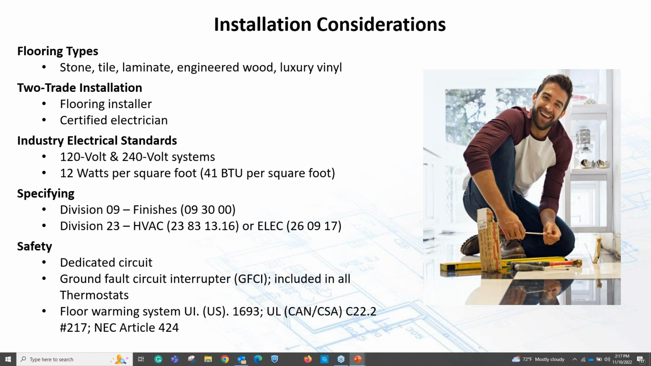Most residentials, like I said, are going to be 120 or 240. When you get into a commercial multifamily system, just make sure what that voltage is coming into that living space. Once again, it's a two-trade installation, so when specifying, Division 9 is going to be your finishes, which will fall under your tile installation crews, and Division 23 will be your HVAC and your electrical. Safety-wise, all of these have to have a dedicated circuit, and all the thermostats have a GFCI, ground fault circuit interrupter, built into them. So that's your safety there, in other words. But just make sure the electrician does the final hookup and you'll be good to go.